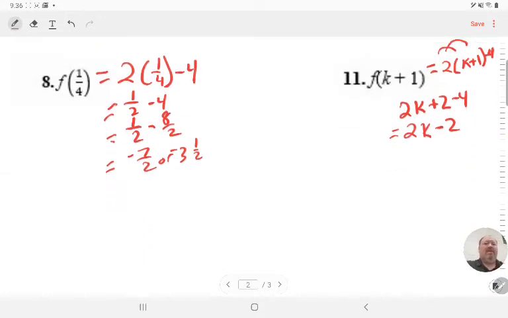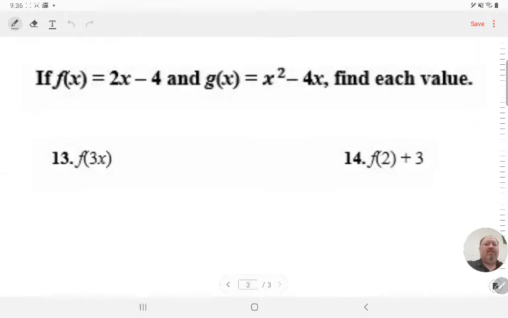All right, last couple. On this one, it would be 2 times, again, everywhere there's an x, I would put in a 3x minus 4. Then it would be 6x minus 4. And there's nothing I can do.